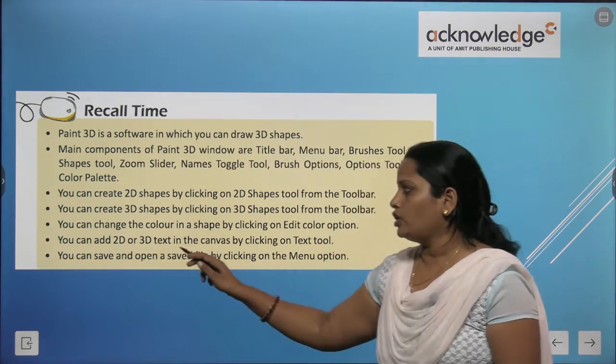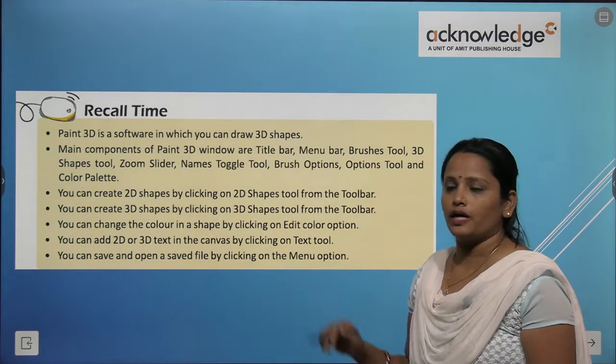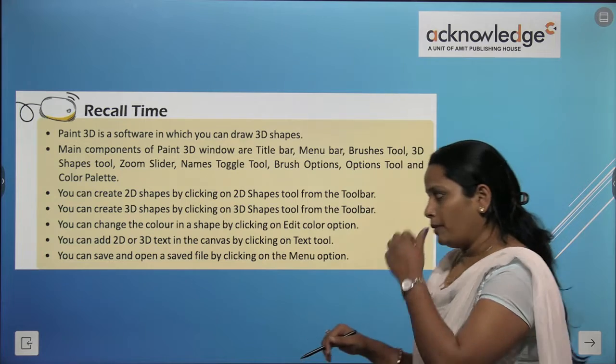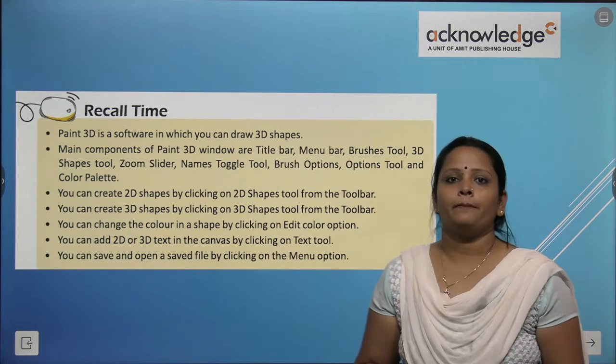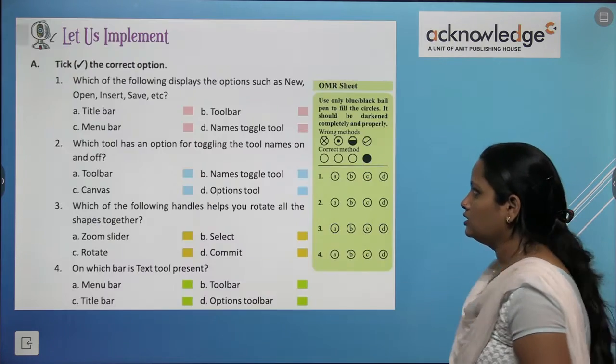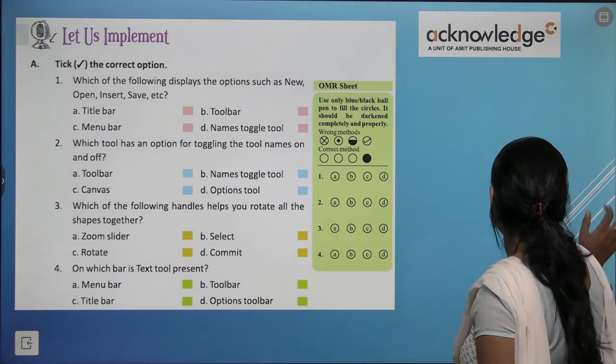You can add 2D or 3D text in the canvas by clicking on the text tool and you can save and open the save file by clicking on the menu option. So this was the recall time, children. Now let's quickly come to the book exercise.